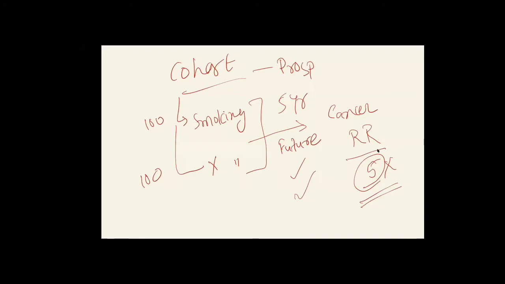So to solve this issue with the prospective design, a solution was created: we are doing a retrospective cohort. In a retrospective cohort, we use the same formula and the same method, exactly the same. We are not going to change anything. The only thing that will change is this.